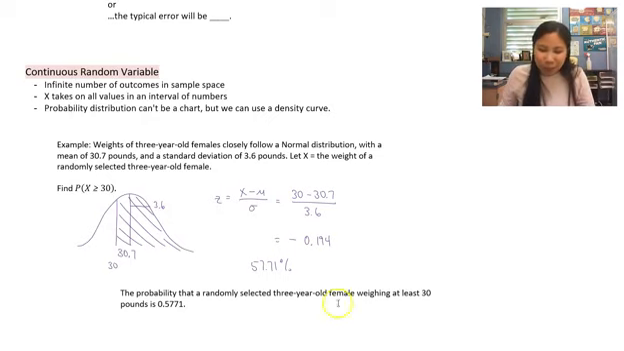And of course, to complete our problem, we're always going to answer with words. So restating the question, the probability that a randomly selected 3-year-old female weighs at least 30 pounds is 0.5771, or if you want to use the 57.71%, both are okay.